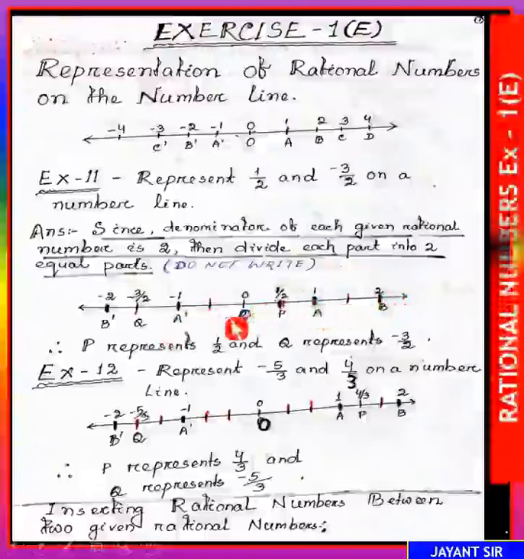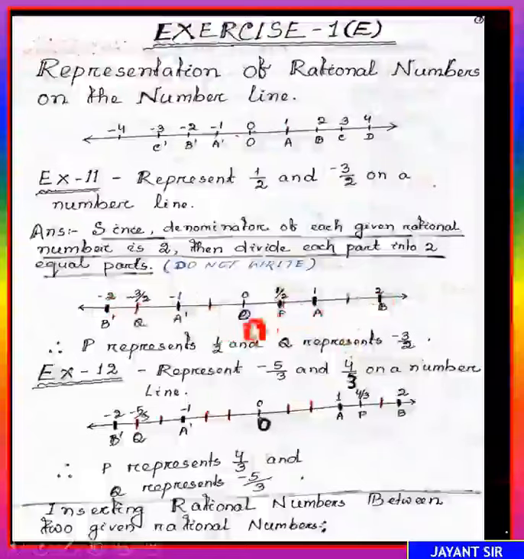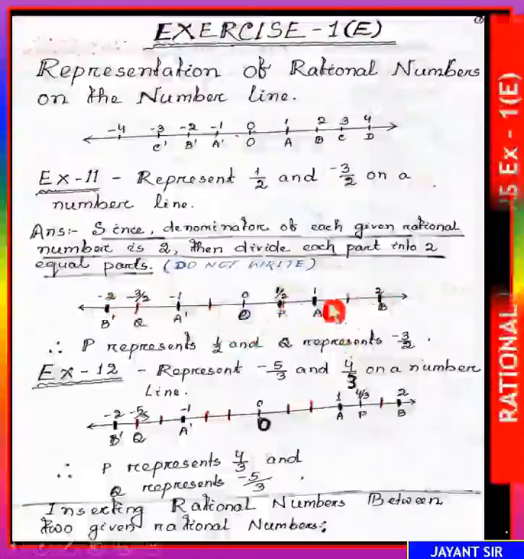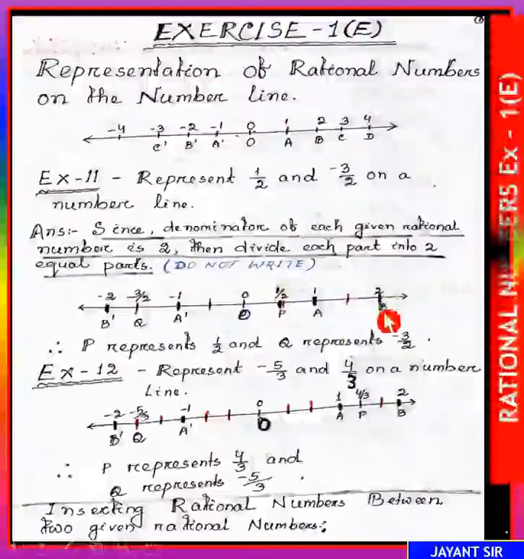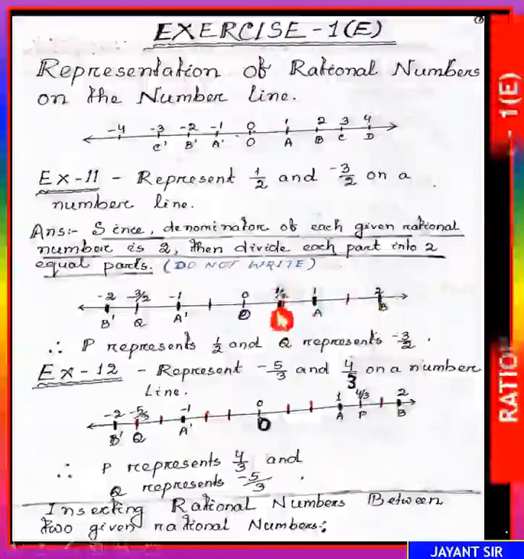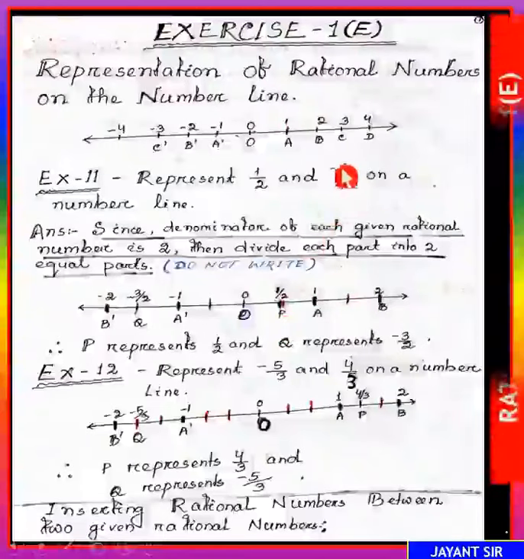So go on marking each equal part, each part is divided into two equal parts, and go on counting now. This is 1/2, this is 2/2, reducing means coming 1, that is 3/2, this is 4/2. But the question is to represent 1/2, so we can write here 1/2 and name it P. Now our aim is -3/2.